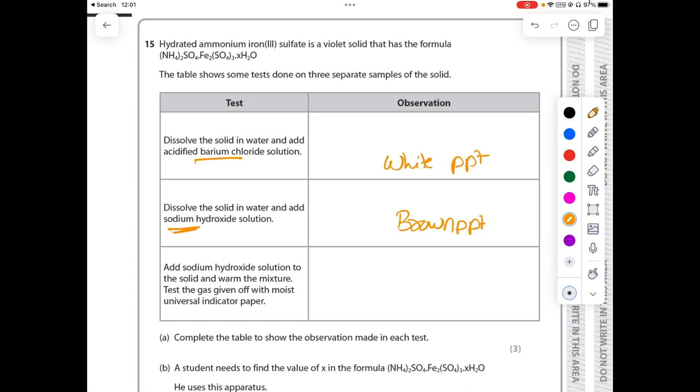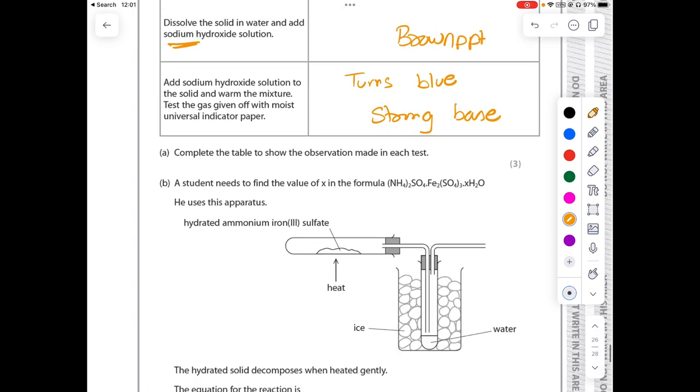Add sodium hydroxide solution to the solid and warm the mixture. Test the gas given off with moist universal indicator paper. So first of all, it turns blue. Why does it turn blue, indigo or purple? Because it is a strong base. Complete the table, we have done.